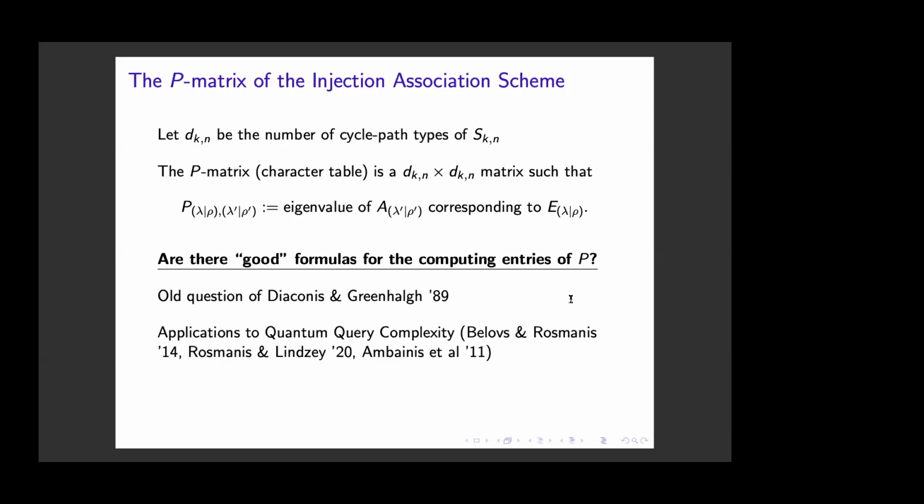This association scheme has recently reared its head in quantum query complexity, which is a branch of theoretical computer science and quantum computing. There are several papers where this injection association scheme has been encountered, and progress was thwarted by the fact that we didn't really have any good formulas for these entries of P. It also comes up in coding theory. In 2012, Peter Dukes, one of our co-authors, started looking at codes over injections, and we'll have time to talk about that later.